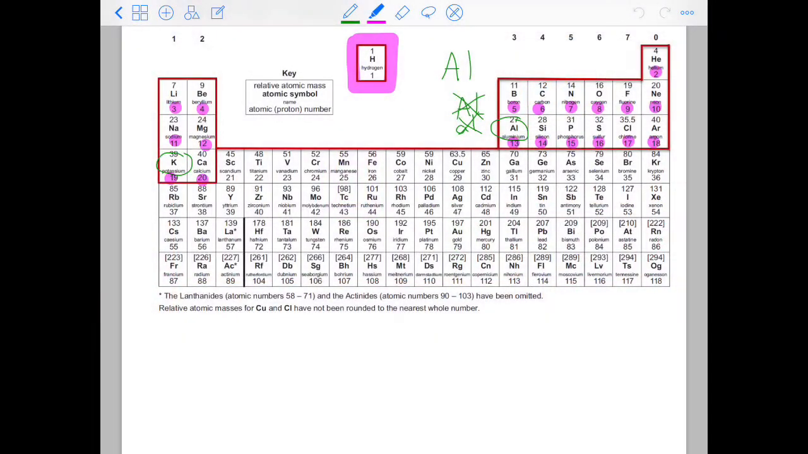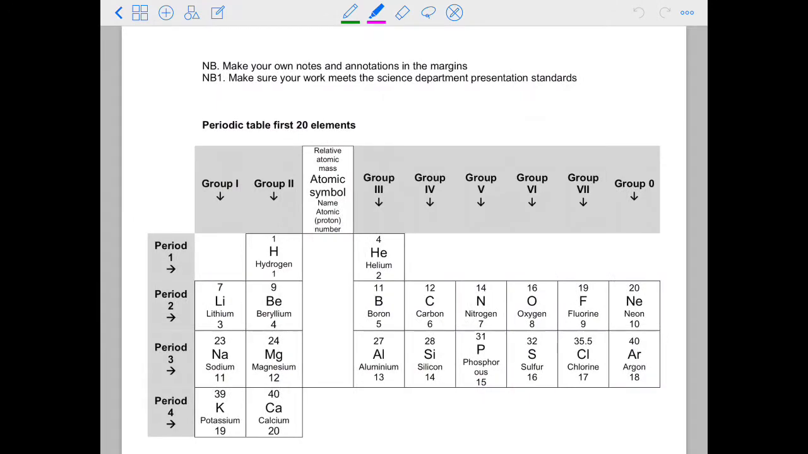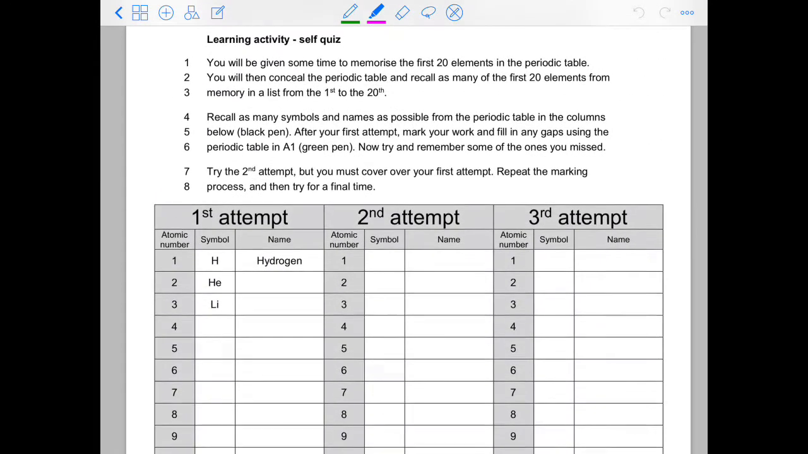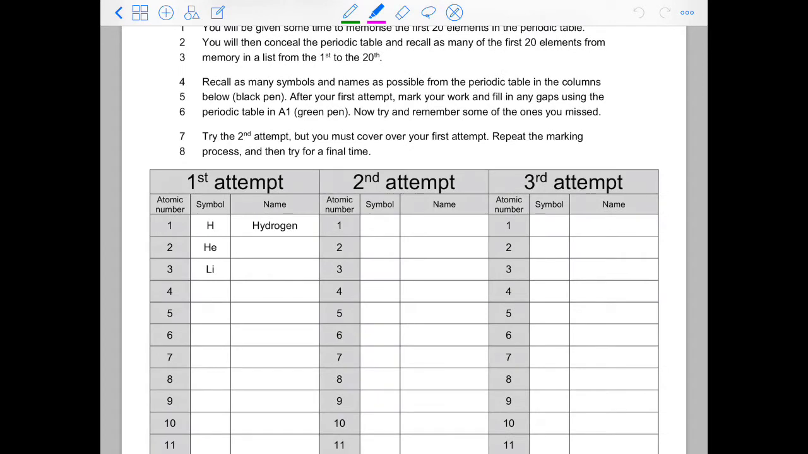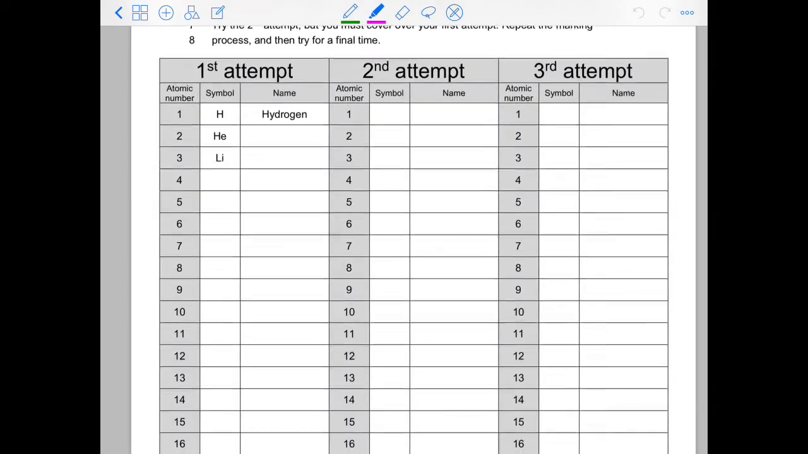All right. So hopefully now you have had a chance to start memorizing those first 20 elements, starting with hydrogen, ending with calcium. So now if you turn the page, you will see that there is a spot for you to test how well you've memorized them. If you only have a digital copy, it might be easier to recreate this table on another piece of paper. Otherwise, if you have a paper copy, you can just do it there.